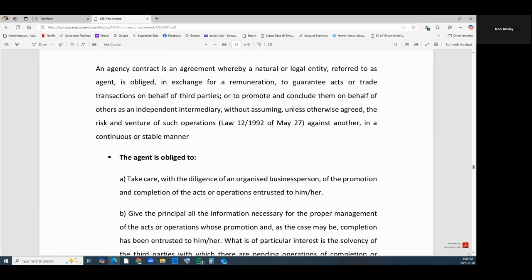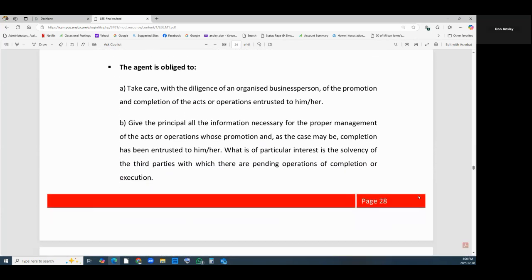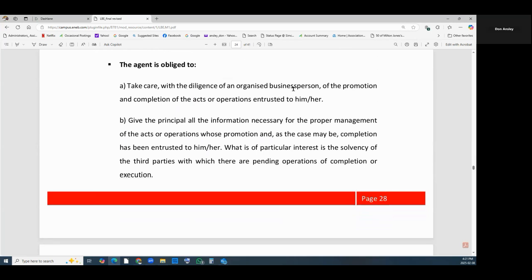The agent is obliged to take care with the diligence of the organized business person, of the promotion and completion of the acts or operations entrusted to them, and give the principal all the information necessary for the proper management of the act or operation whose promotion and, as the case may be, completion has been entrusted to him.